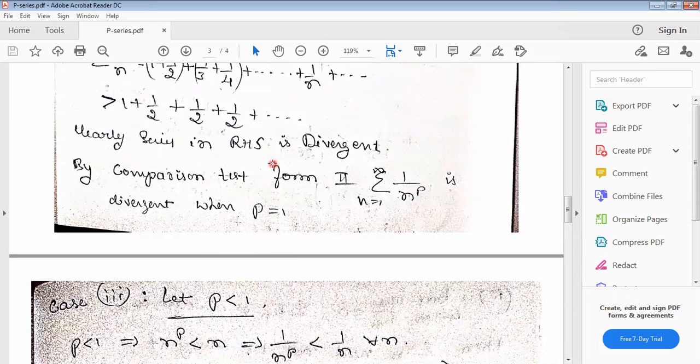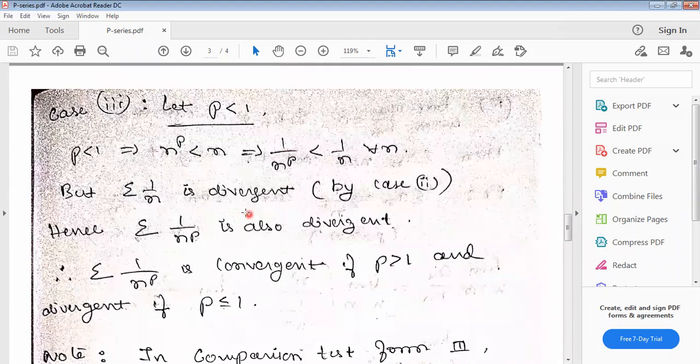Right now we have proved that when p is equal to 1, sigma 1 by n is divergent. So the series in the RHS is divergent. Now by second comparison test, sigma 1 by n power p is also divergent. This is when p less than 1.